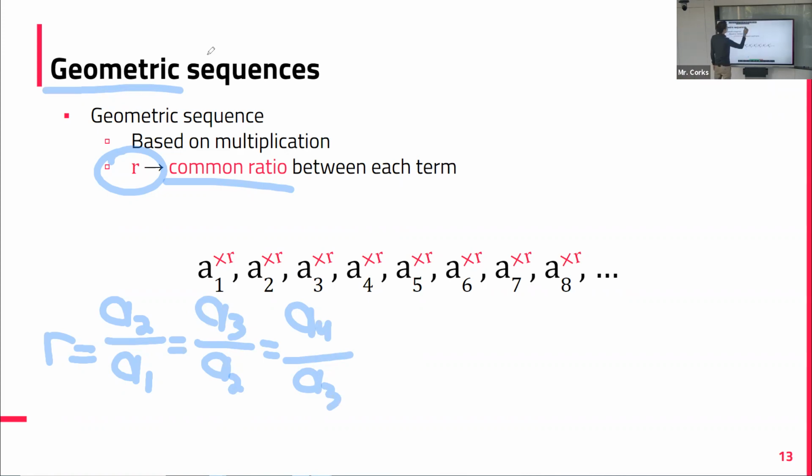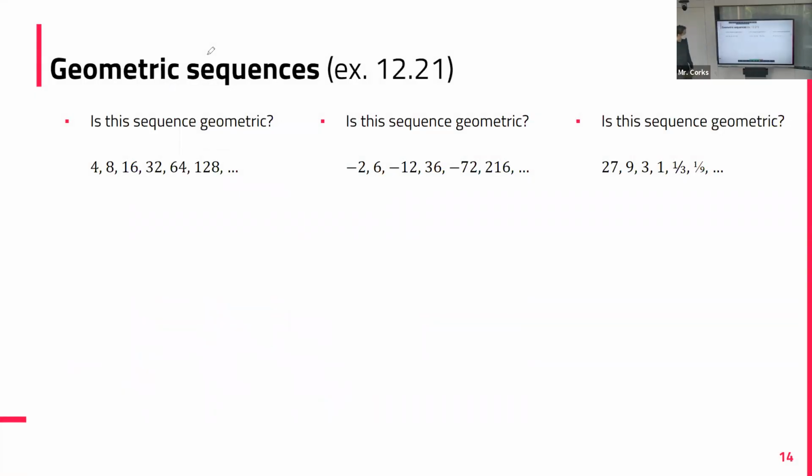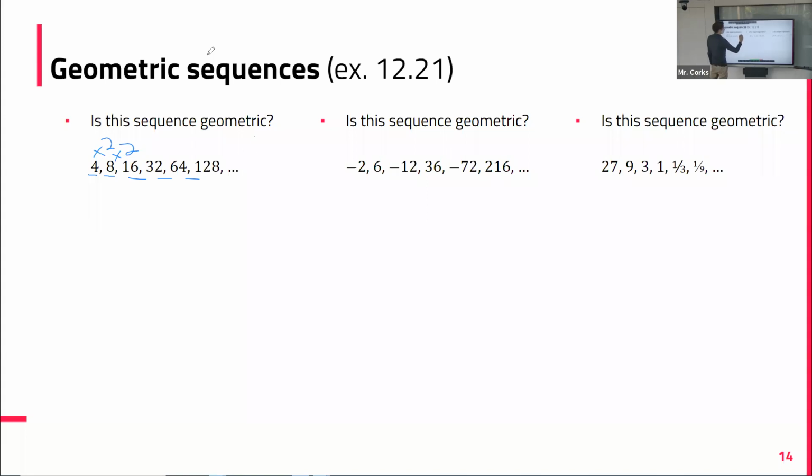All right, so let's look at a few here. We can look at each of these and try to figure out if these are geometric or not. First one. Is it geometric? We should be looking at what we are multiplying by. Going from 4 to 8, what do we multiply by? 2. And 8 to 16, also by 2. Are the rest of them 2? Yes, yes, yes. So yes, geometric, a common ratio between all of them.